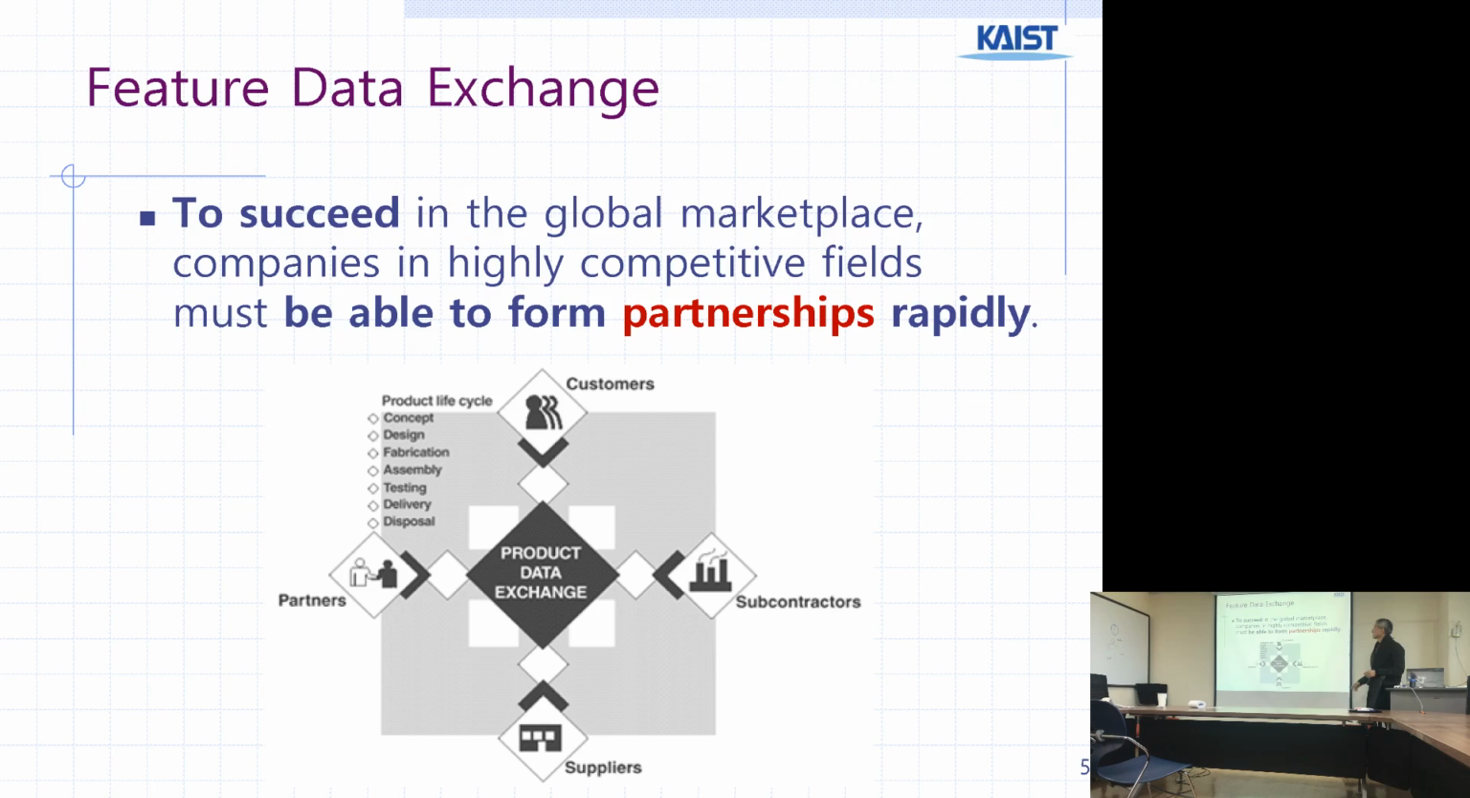Anyway, partnership, right? And again, communication is important between partners. So customers, partners, subcontractors, suppliers look similar, right? But anyway, they need to have a product data exchange. Correct, fast, and standard format. Otherwise, the communication can be worse than before. Product life cycle. This is a timeline.